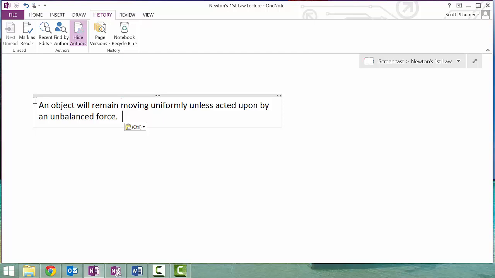One thing you might notice about this version of the rule is that it's a little different than what you might typically see. Typically folks say something like, an object at rest will remain at rest unless acted upon by an unbalanced force, and it goes on, but I didn't talk about anything at rest. So let's think about whether my version of the rule is the same or different than what you could find in a lot of textbooks.